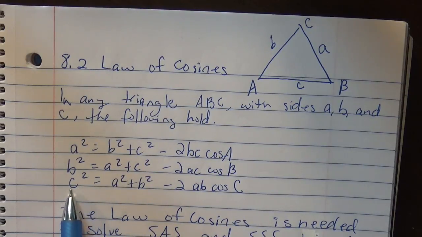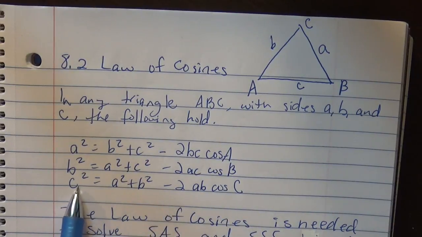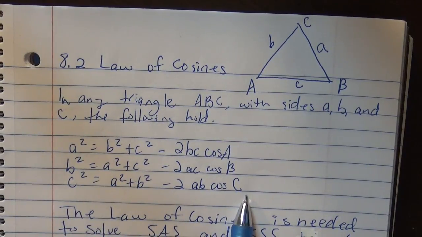So for example, if we look at the last line, the square of side c equals the square of side a plus the square of side b minus 2 times side length a times side length b times cosine of angle C. So the side length on the left side of the equation matches the angle inside the cosine function.